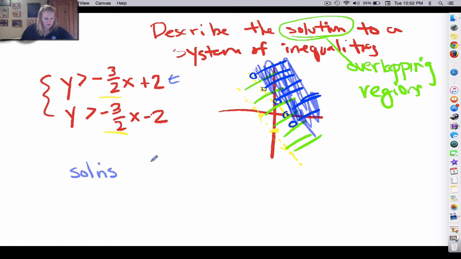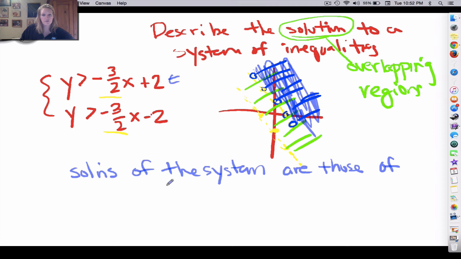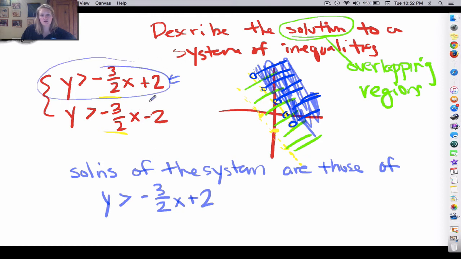And so what you would say is that the solutions of the system are those of y is greater than -3 halves x plus 2. So whatever the solutions are of this first equation are the solutions of this system as well. Okay, so that would be your answer.